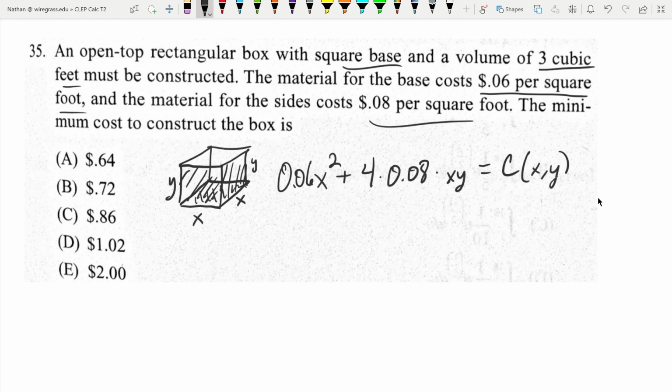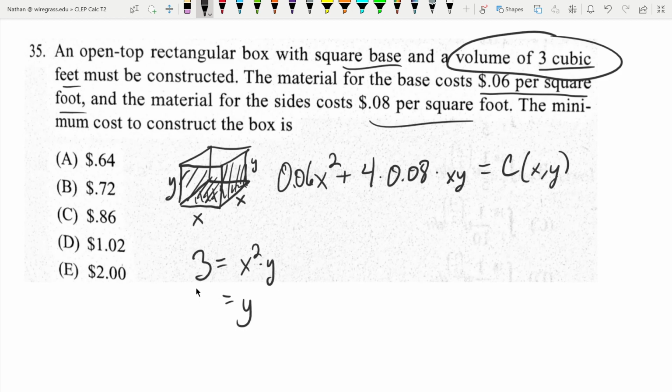Now, because of that, we actually want to try and find a way of getting rid of one of the variables, and we can using the fact that the volume is 3 cubic feet. The volume of this box is length times width times height, x times x times y, so x squared times y. Well, that means that y equals 3 over x squared. So I can plug this into our function here, 3 over x squared. And now I have a function of only one variable, x.